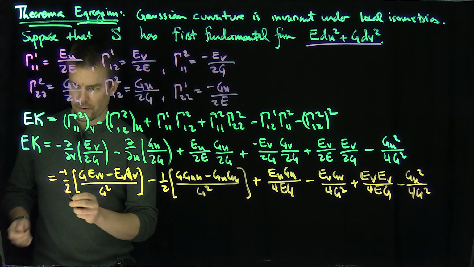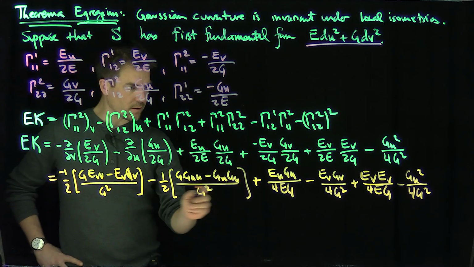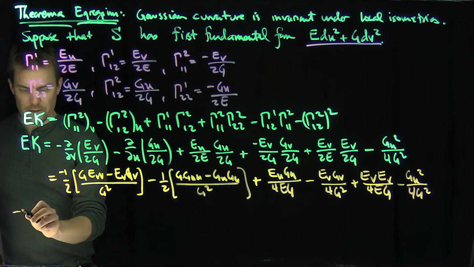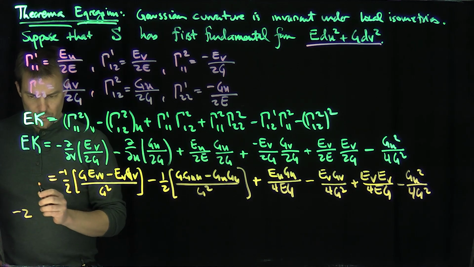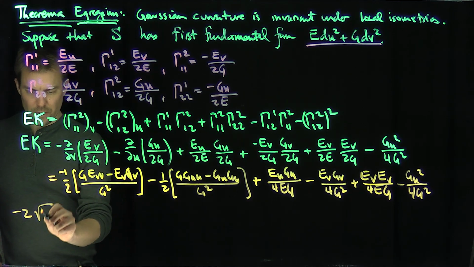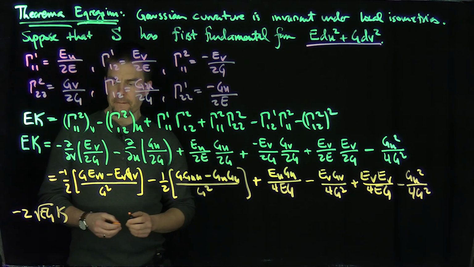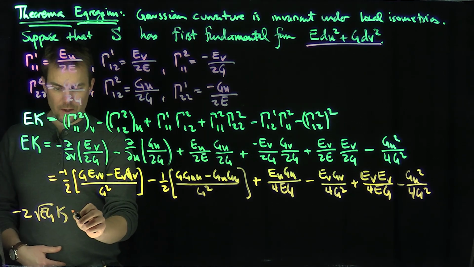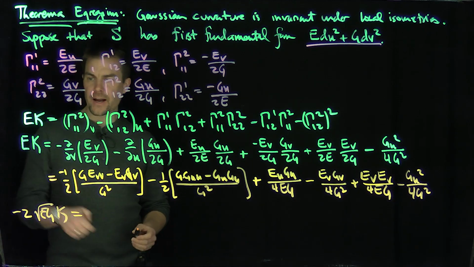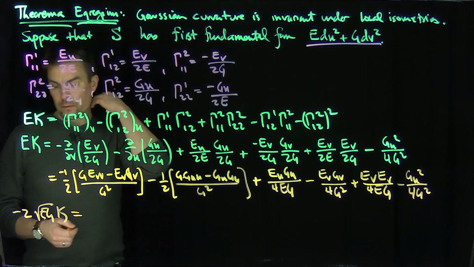So now what I'm going to do is the following. I'm going to do a negative 2. So everything is a factor of this 2 over here. So I'm going to do a negative 2 square root of EG times K. Okay, so that's going to give me a what? That's the equivalent to multiplying everything in here by a negative 2 by a 1 over root G.